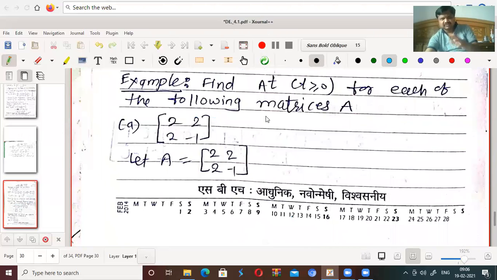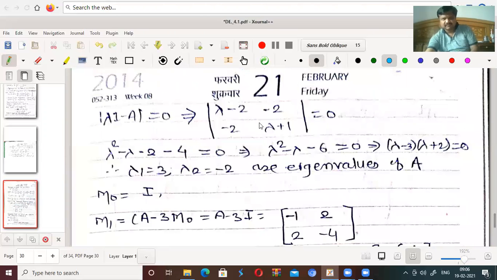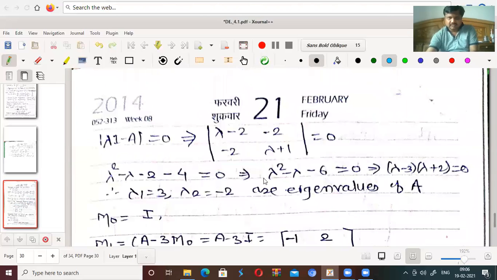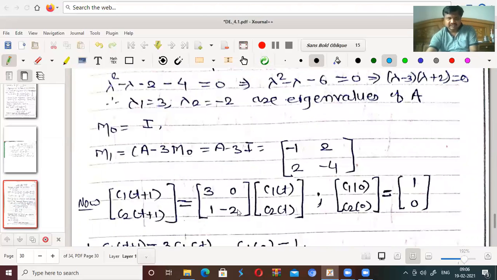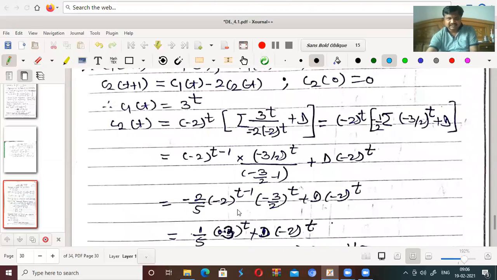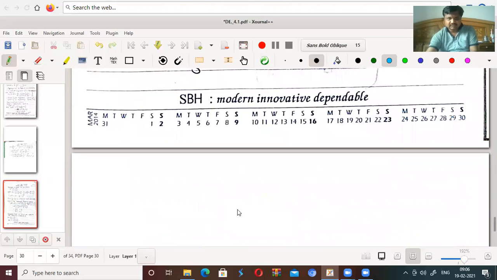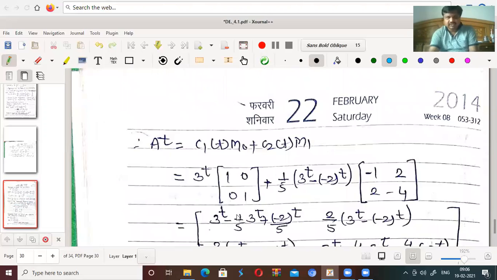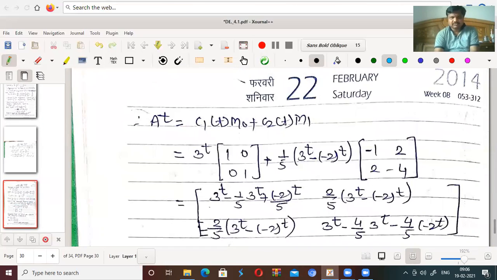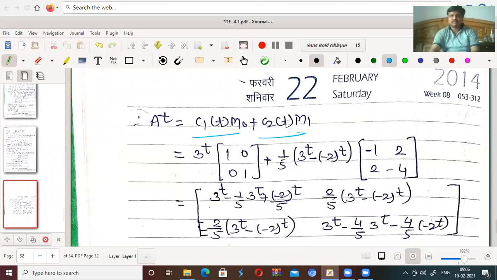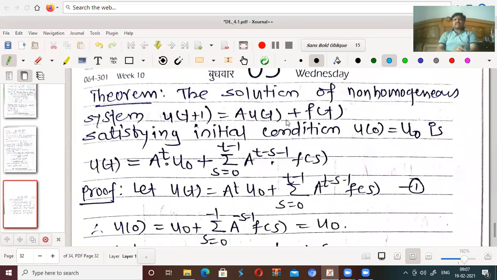Not only in that way, by using the Putzer algorithm also, you can find A to the power t by finding its eigenvalues, and then A to the power t as c1 of t into M0 plus c2 of t into M1. You can obtain M0 and M1, c1(t) and c2(t) as in the Putzer algorithm, and you can solve them. Okay, that was the first, the homogeneous equation.